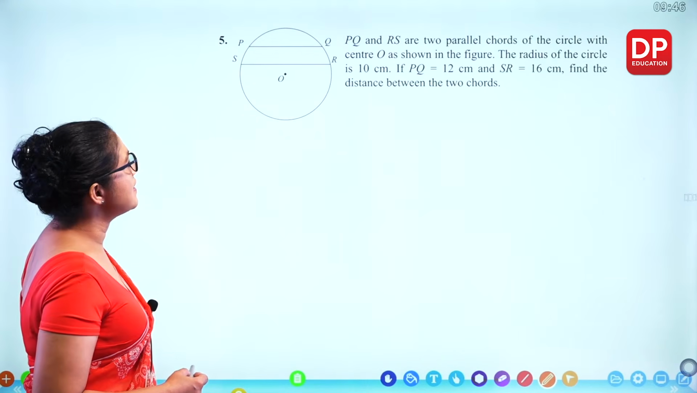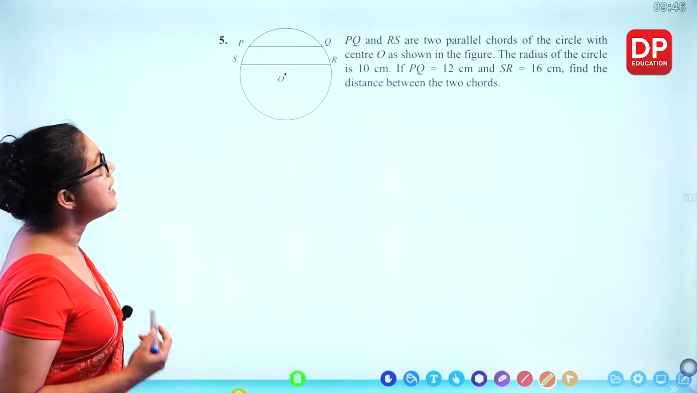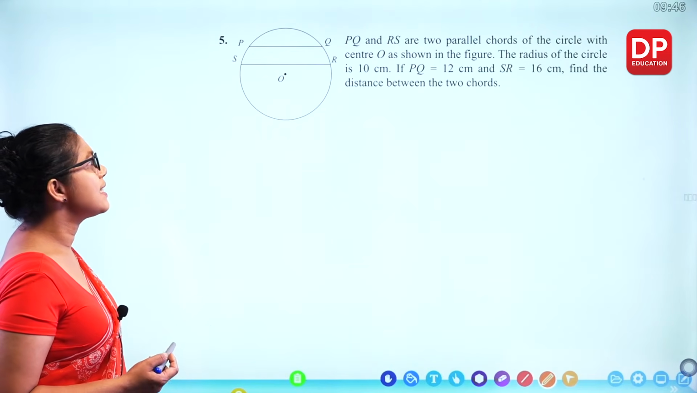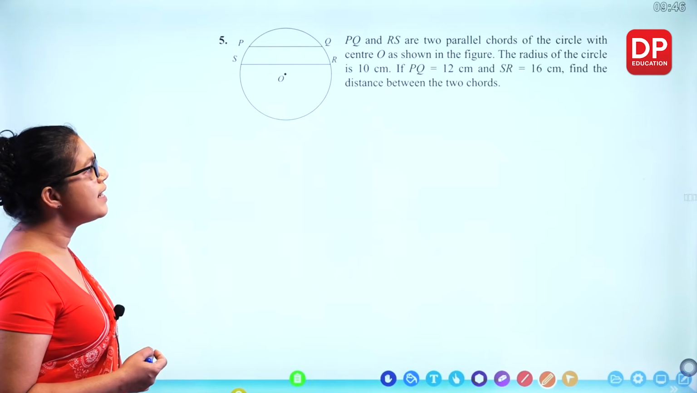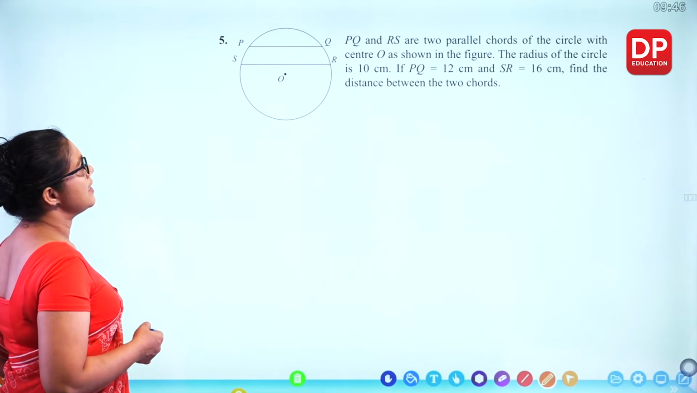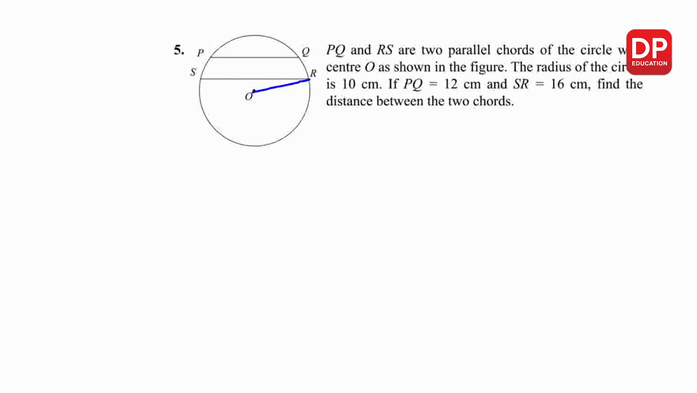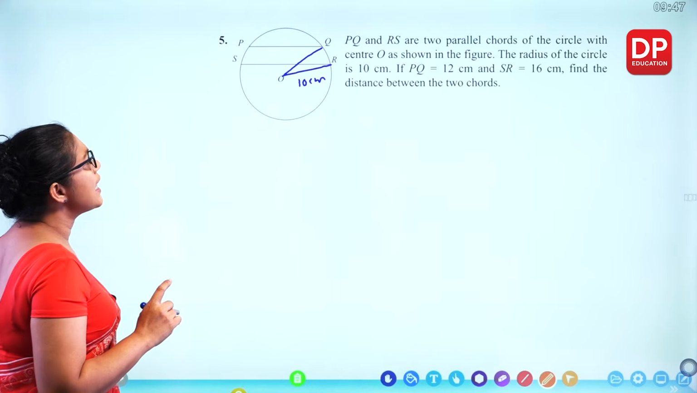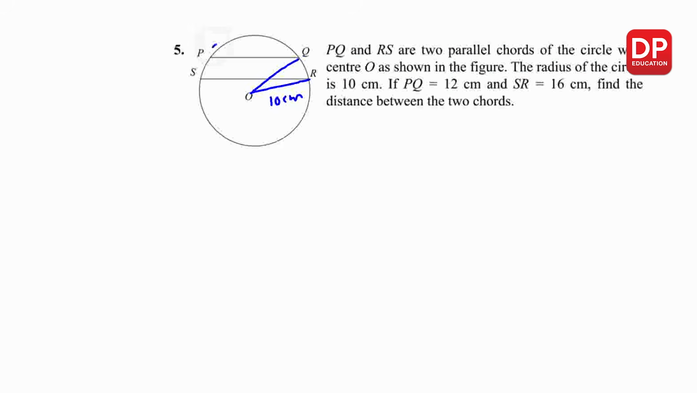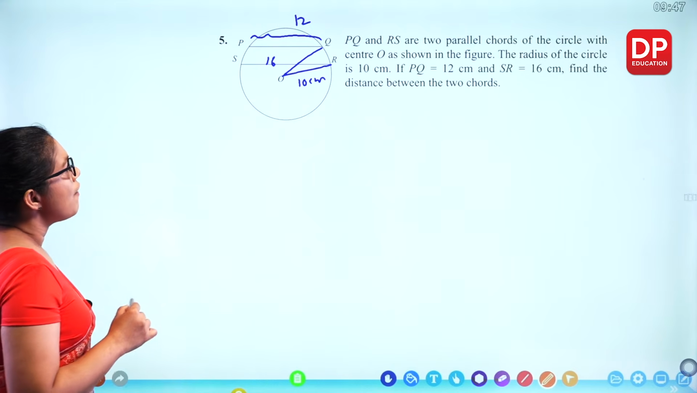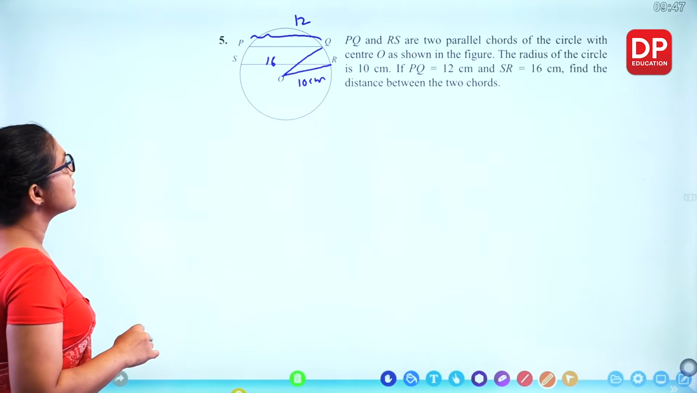In question number 5, it says PQ and SR are two parallel chords of the circle with center O, as shown in the figure. The radius of the circle is 10 centimeters. So I can draw here or here, both are radius, so that's 10 centimeters. PQ, the whole length, is 12 and SR is 16. So this is 16 given. Find the distance between the two chords.